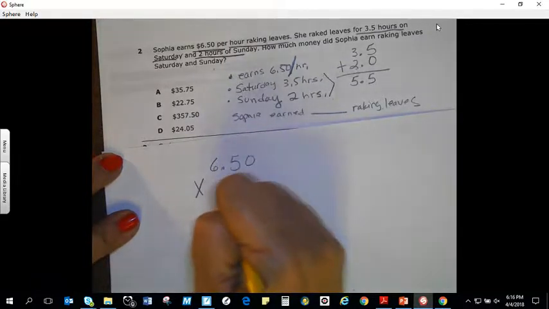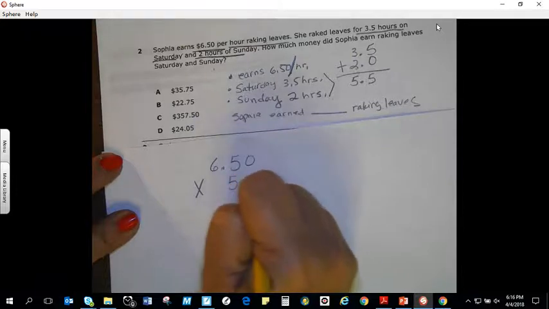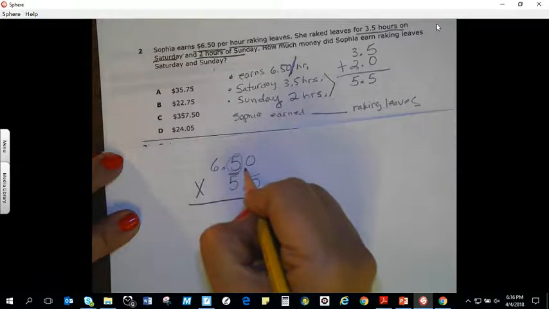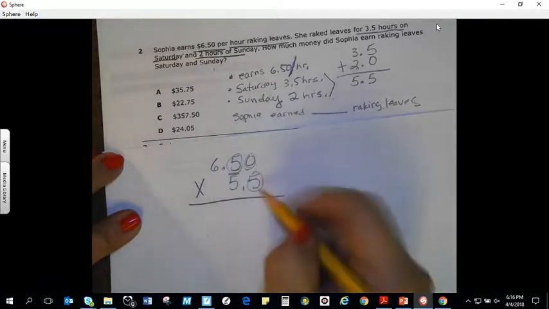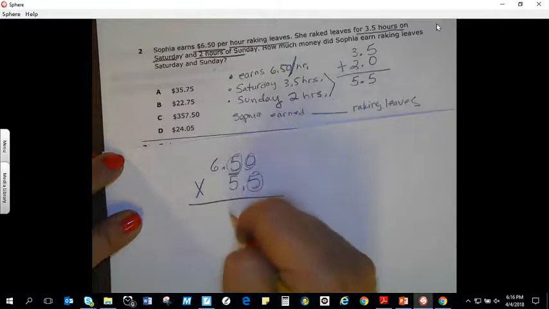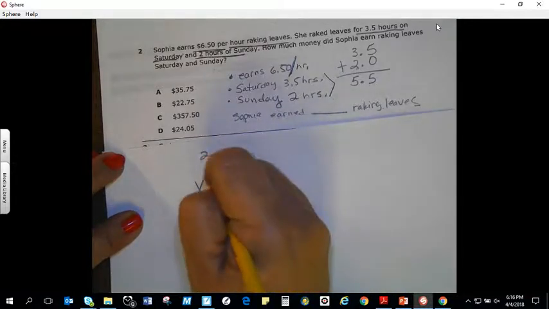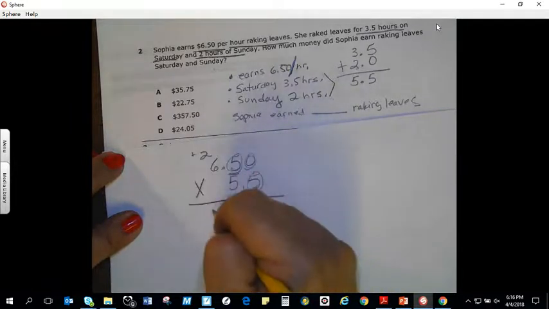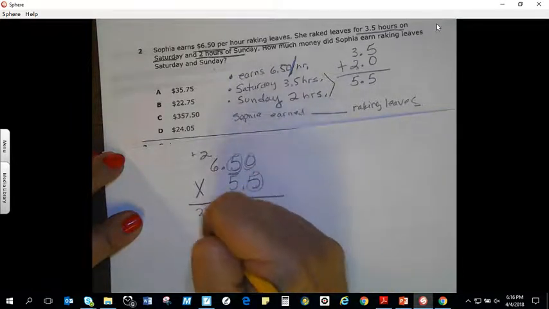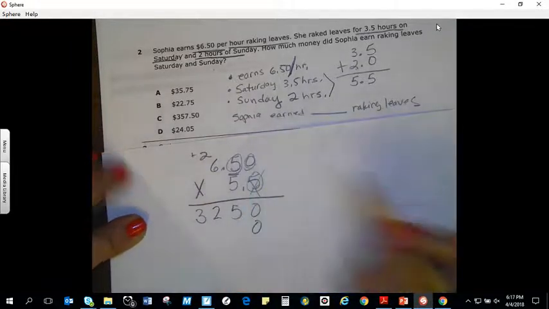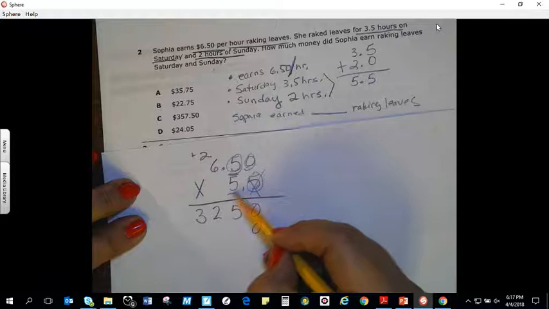$6.50 times 5.5 hours. Now I know I'm going to move my decimal 1, 2, and 3. Okay, so 5 times 0 is 0. 5 times 5 is 25. Carry my 2. 5 times 6 is 30 plus 2 is 32. Now I'm done here, and I'm going to put my 0 here to hold my 1s because now I'm moving over to my 10s. And I'm right here.